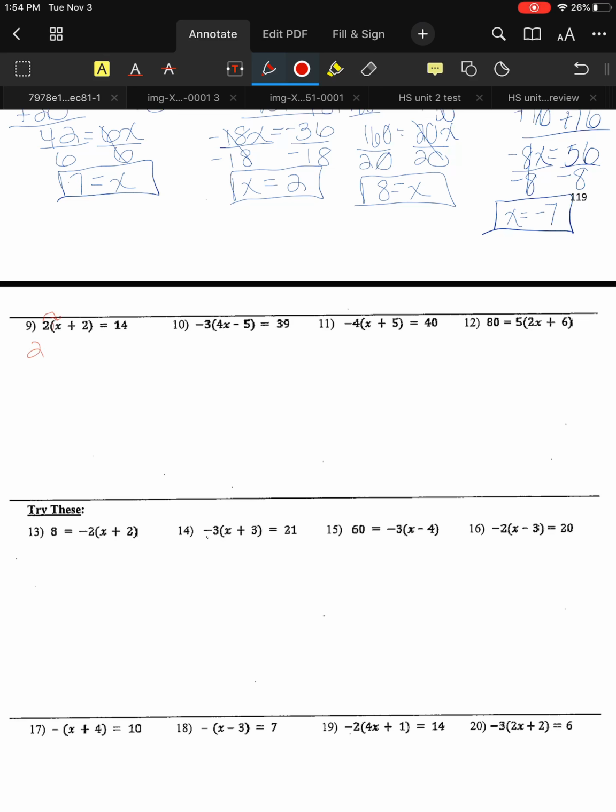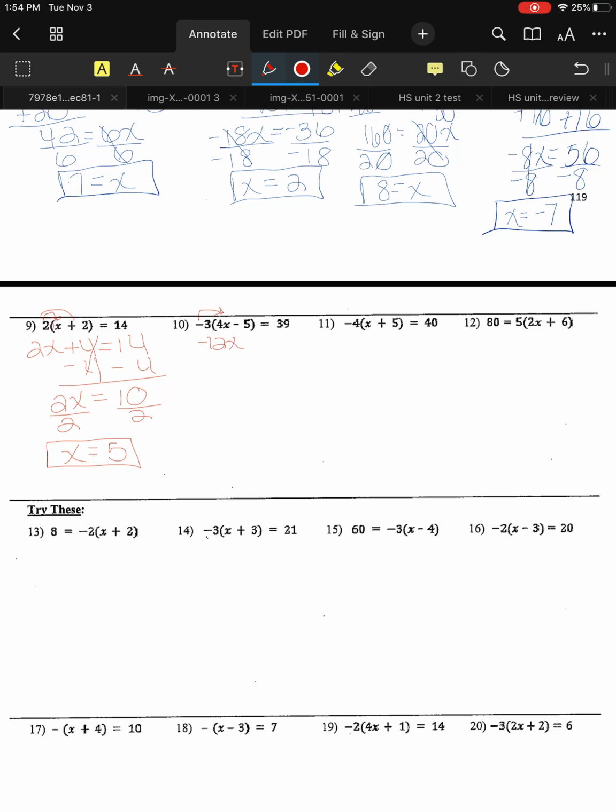Problem number 9, 2 times my invisible 1 is 2x. 2 times 2 is 4, equals 14. I then minus 4 on both sides. I get 2x equals 10. Opposite of multiplying by 2 is to divide by 2. X is equal to 5.